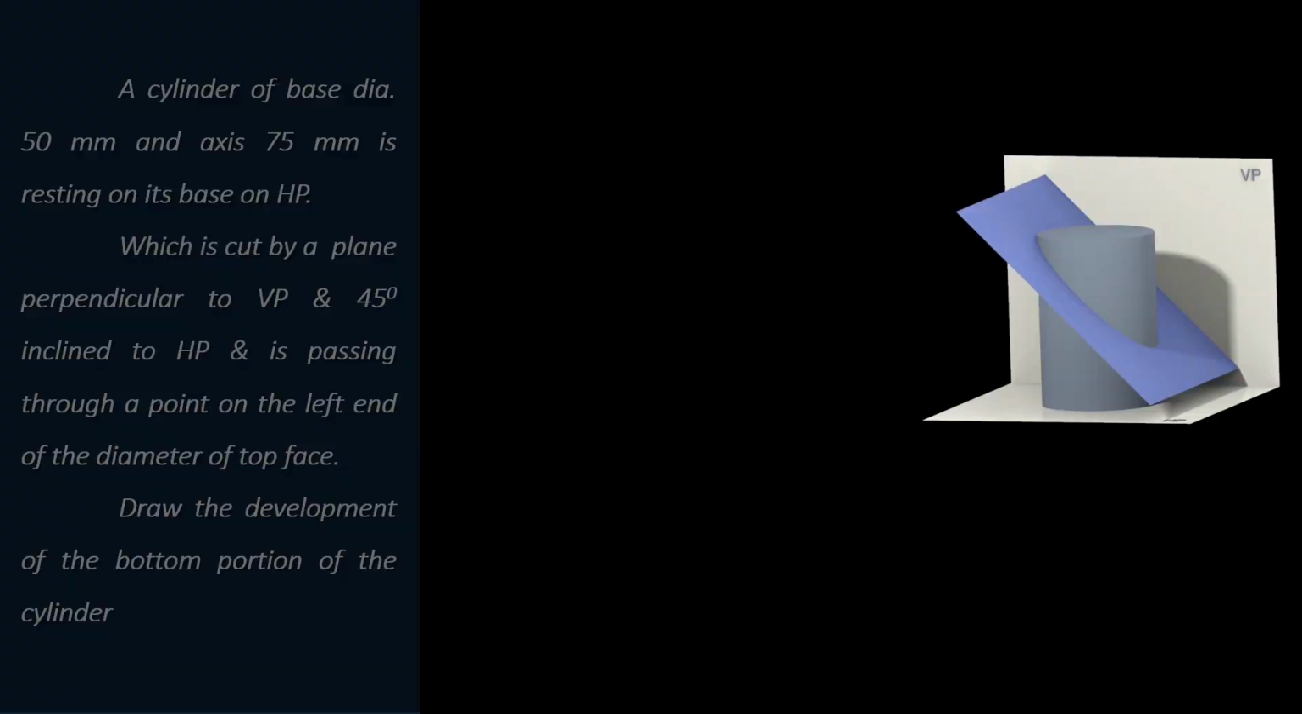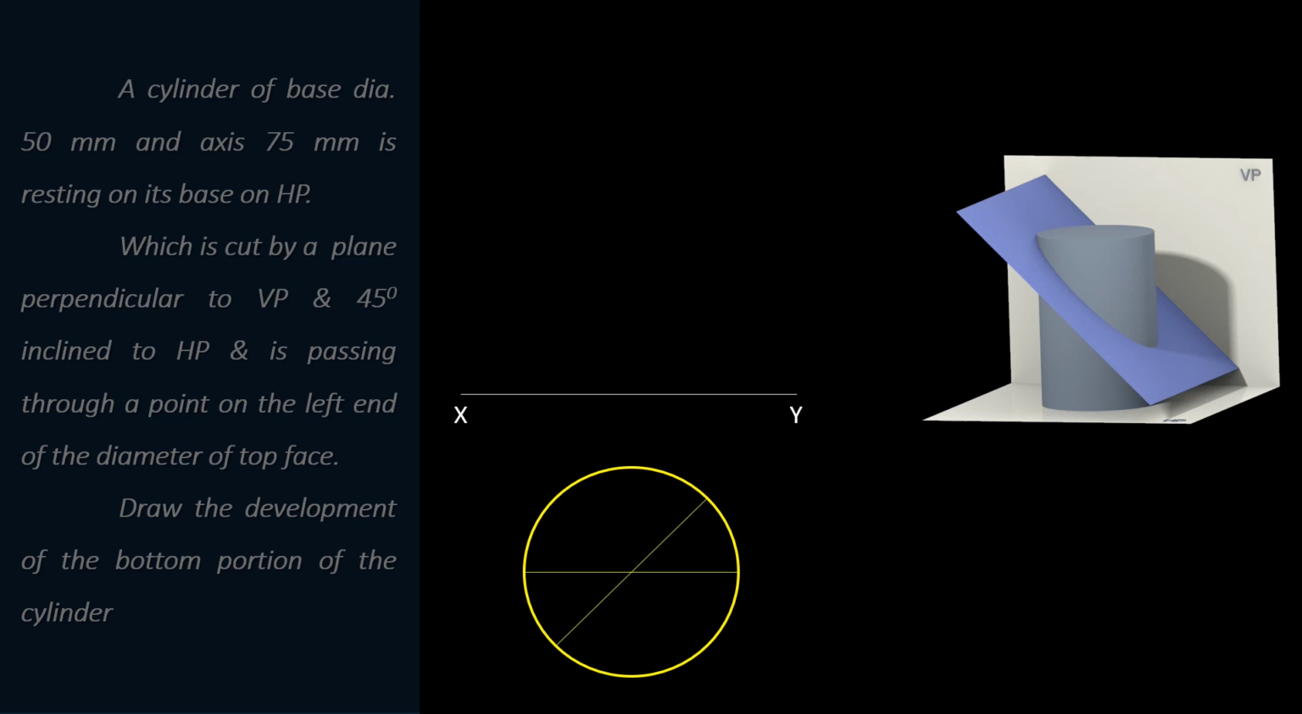Reference line XY. The top view of the cylinder, circle with diameter 50 mm. Let's divide the base circle into convenient number of portions. Here I am taking 8 portions. Name the built-up points on the base circle and the axis.